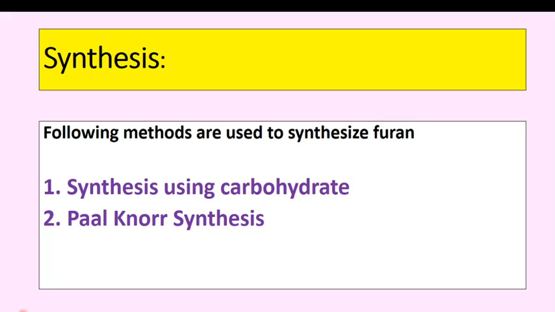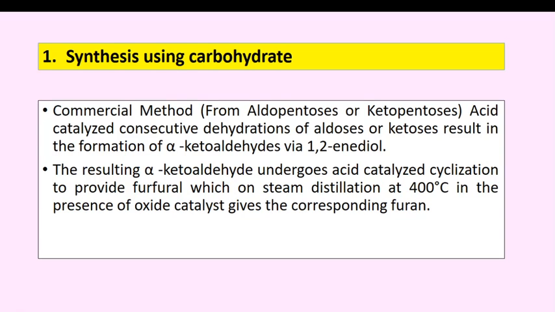Now we are going to see the synthetic methods for furan. So these are very important: synthesis using carbohydrates and Paal-Knorr synthesis. Initially we are going to see the synthesis from carbohydrates. So this is the commercial method from aldopentoses or ketopentoses. So these are the commercial methods from aldopentoses and ketopentoses.